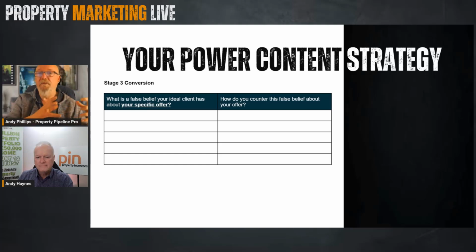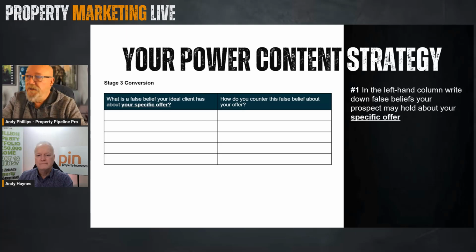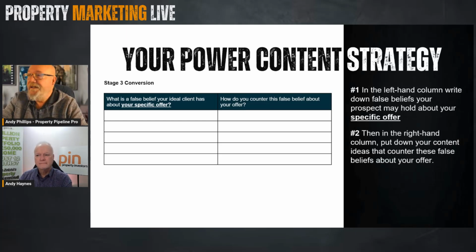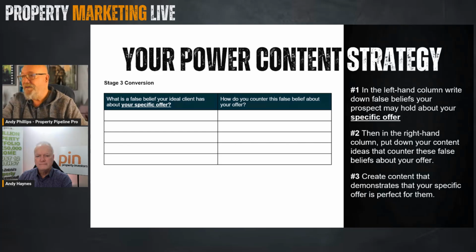What makes you different? What makes you better? And so you could, in the left-hand column, just write down the false beliefs the prospects have. In the right-hand column, you write down the content ideas that counter these false beliefs. And then the third part is creating that content that just demonstrates that your specific offer is perfect for them. So what we're trying to do is to hone down the information that you can give them. And it just inspires you to write the right things for your ideal clients.